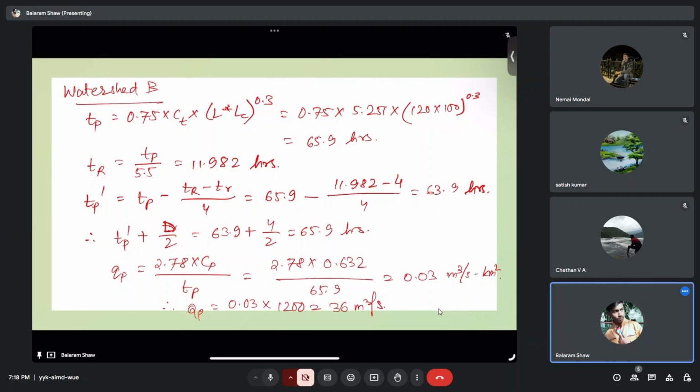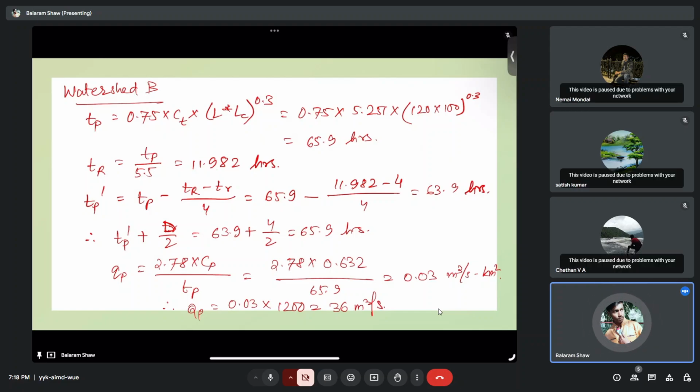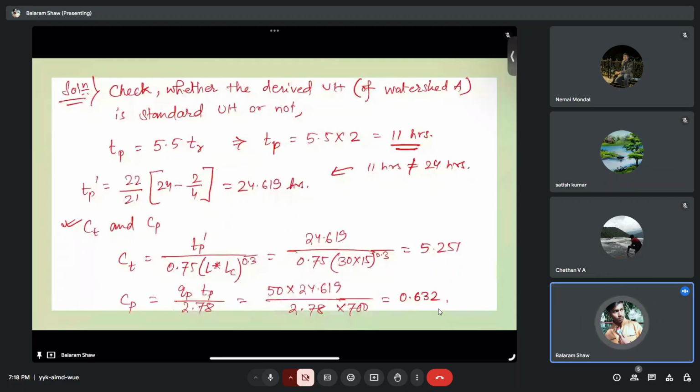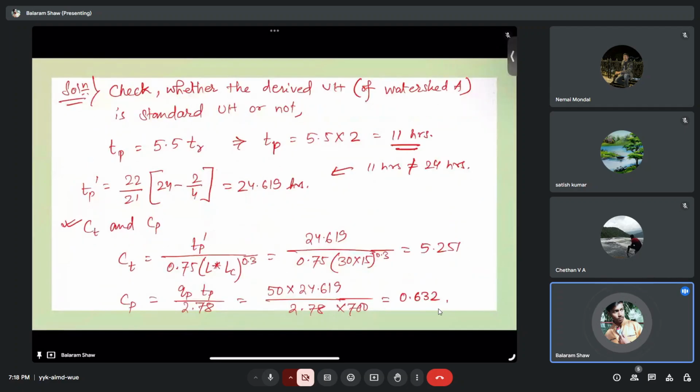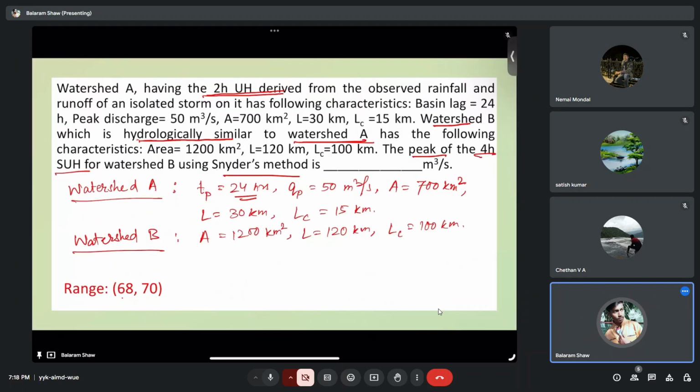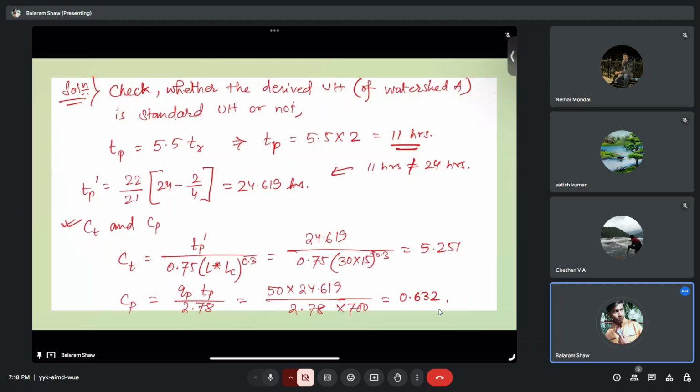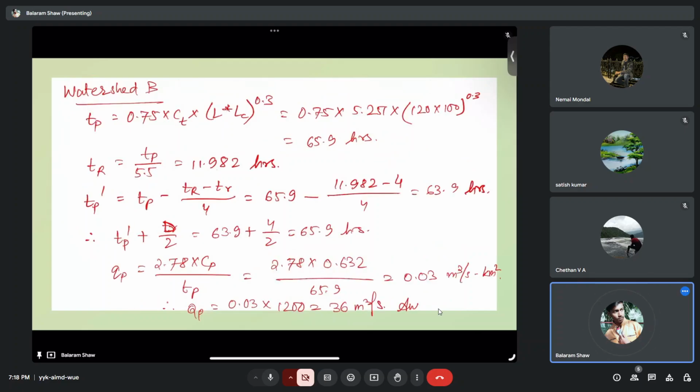Okay. The range here is 68 to 70. There is some calculation mistake. So the question I have taken, I think the answer there was not correct. So the answer will be how much? 36 meter cube per second. Okay.